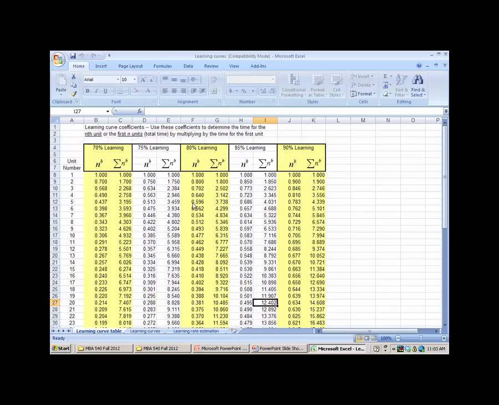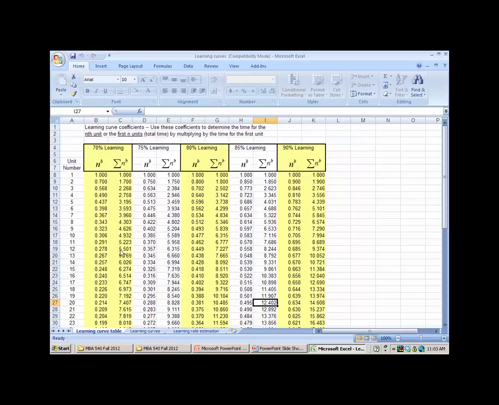So we have a 70% learning effect going on here. And we're talking about labor cost for the next 10 units, which will take us from units 3 through 12. So the cumulative labor time for the first 12 units should be 5.501 times the time of the first.